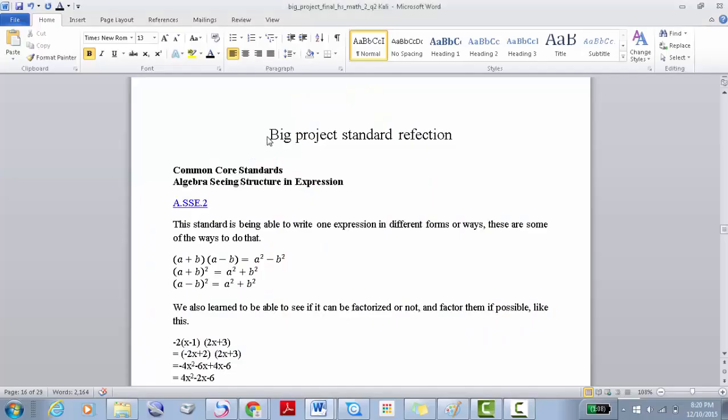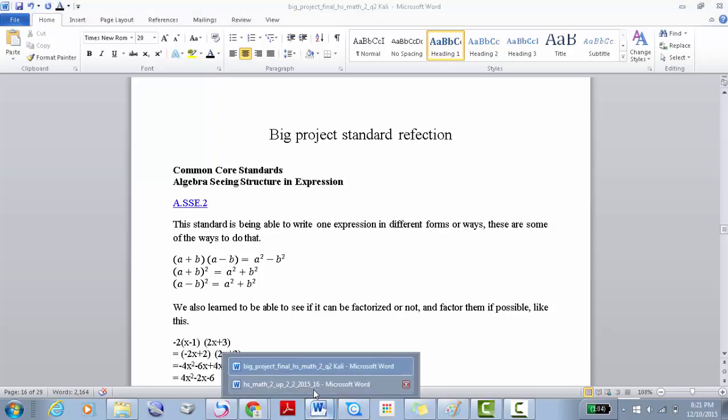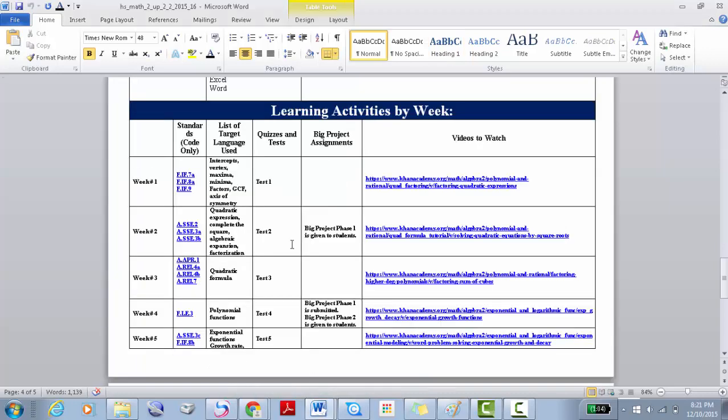Hi, my name is Kelly. I'm in grade 10N, and today I'll be talking about the big project for math, and that would be standard reflection. So this is what we've learned in the past quarter too, right?